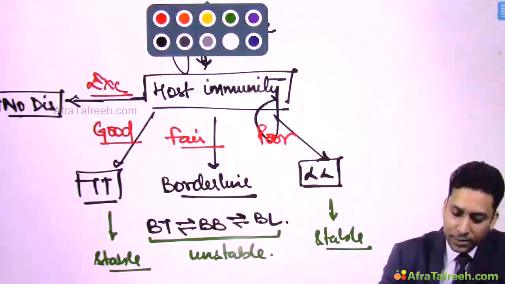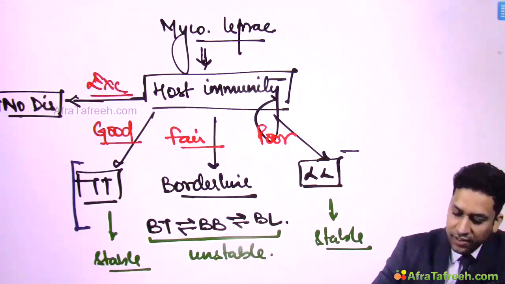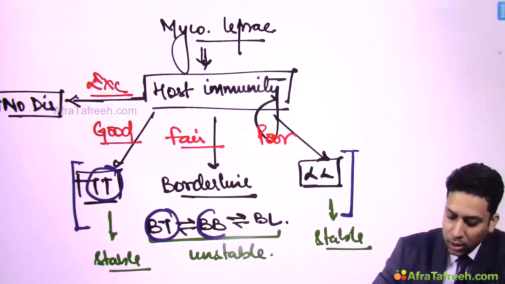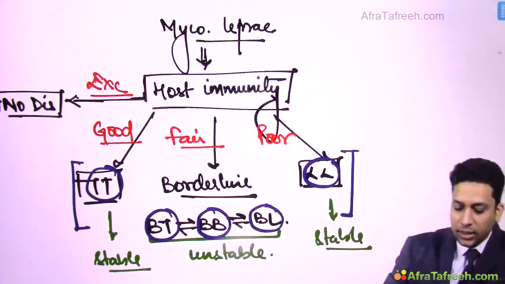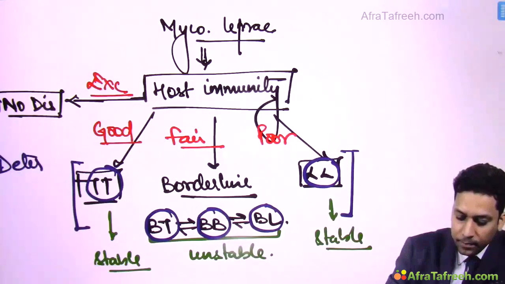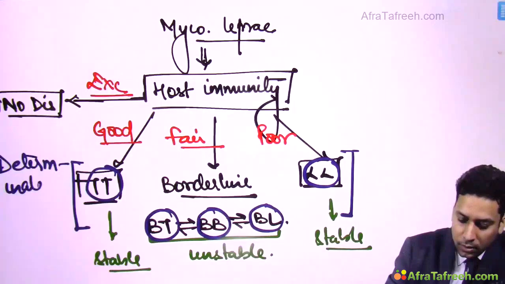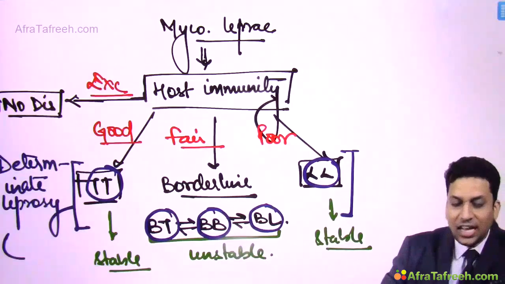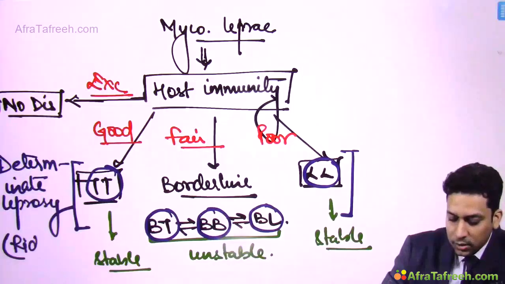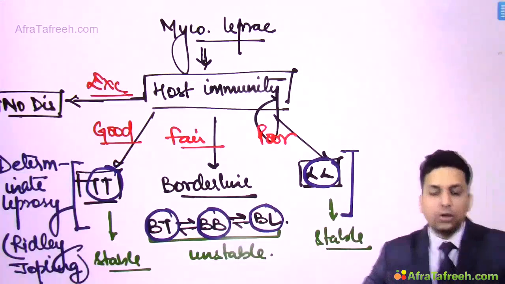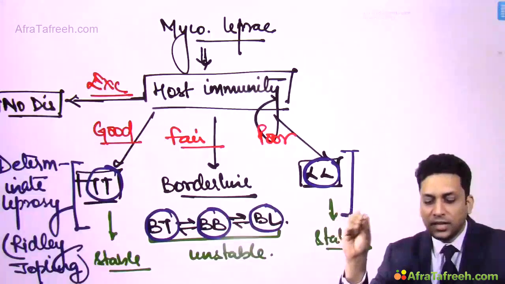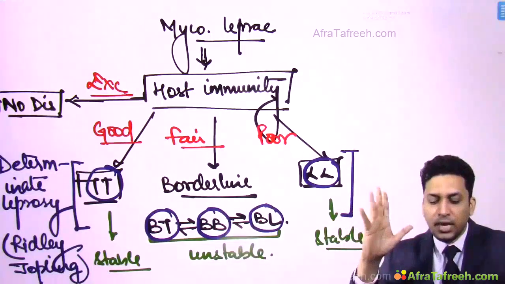Now these 5 types together, that is tuberculoid, borderline tuberculoid, borderline, borderline lepromatous, and lepromatous types, are determinate types of leprosy, and this classification is known as the Ridley-Jopling classification. So if they ask you according to the Ridley-Jopling classification how many types of leprosy are there: 5 types, TT, BT, BB, BL and LL type.